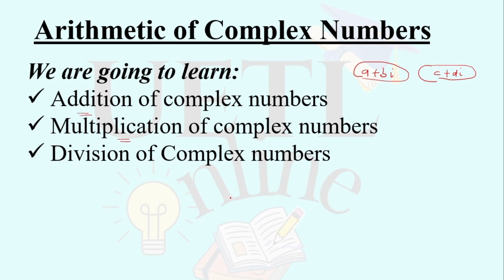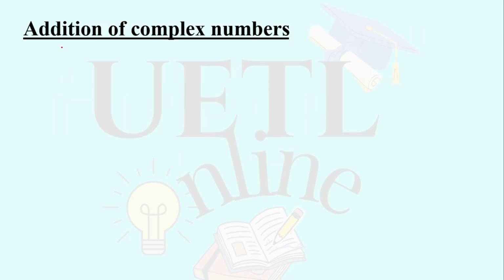Now let's get into addition, multiplication, and division of complex numbers. The first thing you are going to take a look at is addition of complex numbers. Let's say you are given two complex numbers. The first one is a plus bi, a complex number, which is being added to another complex number.